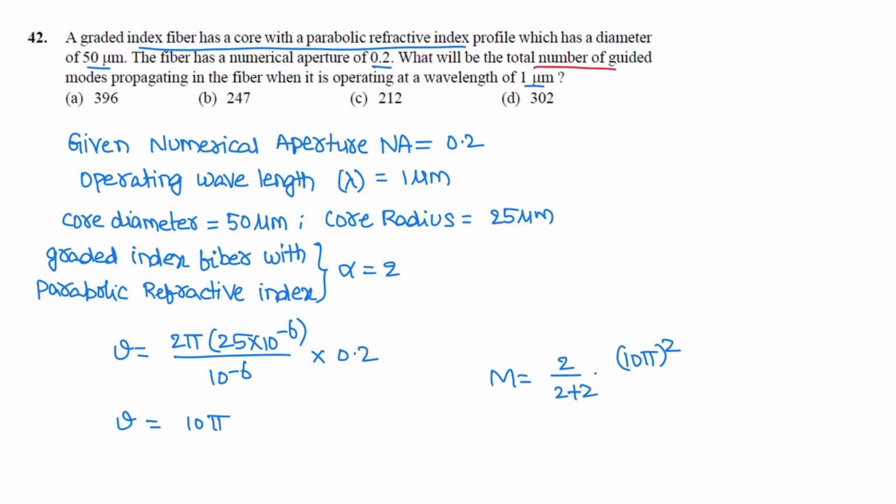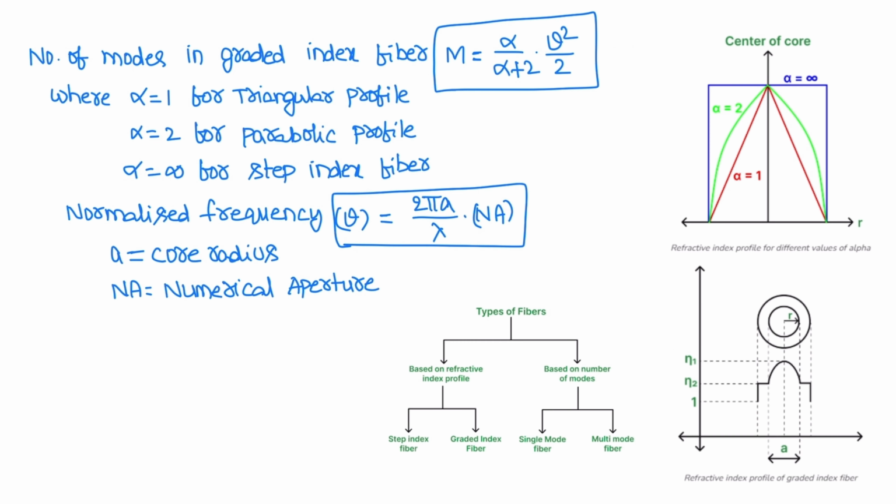So its value is 986.96 by 4, that is 246.74. So total number of modes are 247. Correct option is B. And this is the formula to find the number of modes in graded index fiber and to find the normalized frequency.